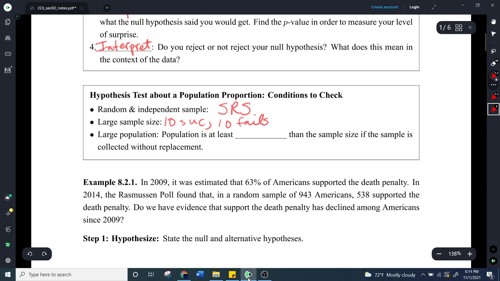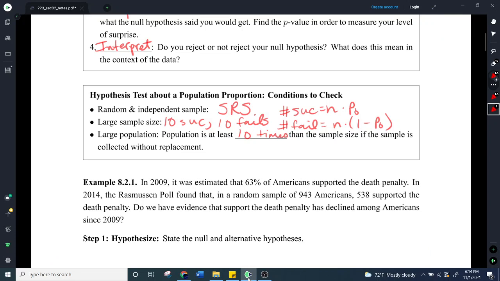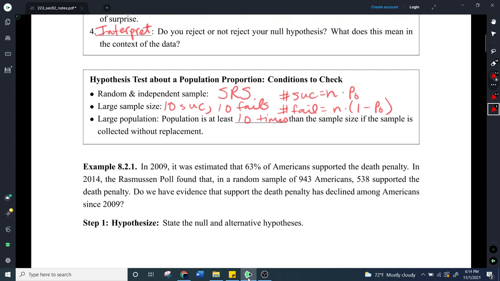And the way we're going to check that, the number of successes would be n times p naught. And then, of course, the number of failures would be n times 1 minus p naught. And then the population has to be at least 10 times the sample size, so 10 times larger than the sample size. Let's take a look at an example.